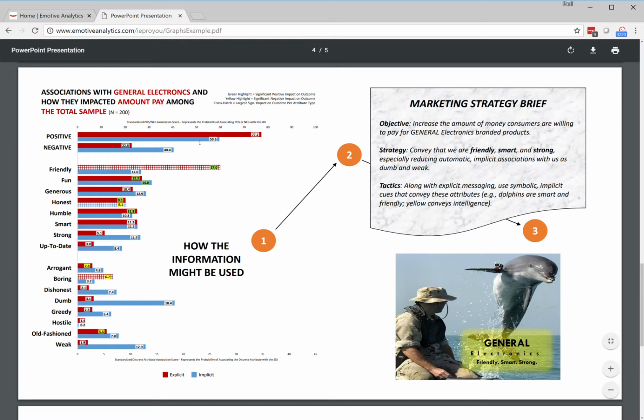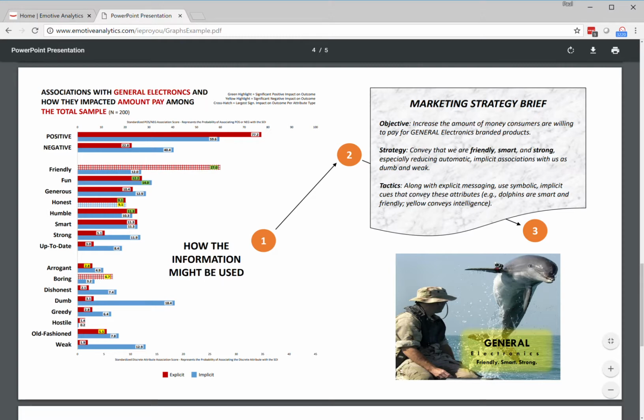If we see these results, what it might tell us in terms of a marketing strategy brief, if our objective is to increase the amount consumers are willing to pay for General Electronics products, then we might want to convey that our brand is friendly, smart, and strong, especially reducing these automatic implicit associations with our brand as dumb and weak, as you can see, that are implicitly coming out in our scoring system.